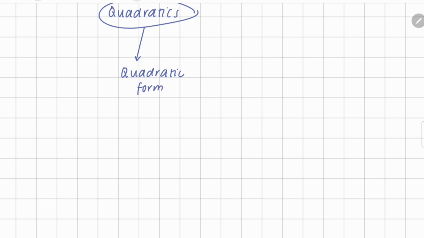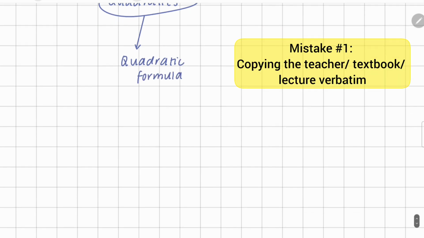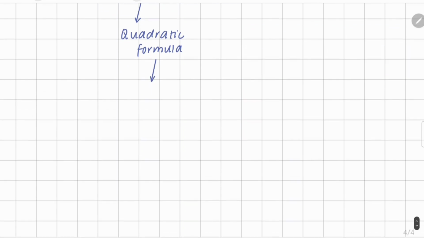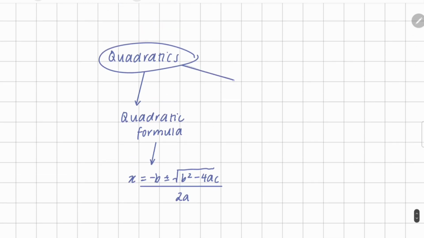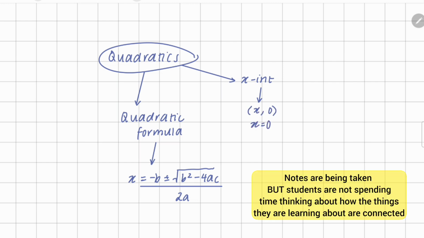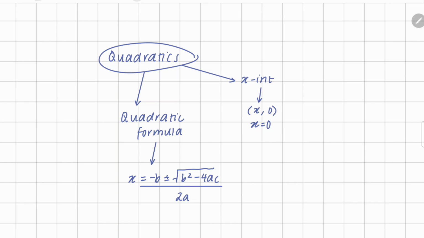formula. That's what it says in the textbook. So in quadratics, you use a quadratic formula. And then the quadratic formula is, say, x equals minus b plus or minus square root of b squared minus 4ac over 2a. And then in quadratics, you've also got x-intercepts. The textbook started talking about that. So then they'll put x-intercepts, and then they'll say that's when y equals 0, like this. Maybe that's what their mind map looks like.